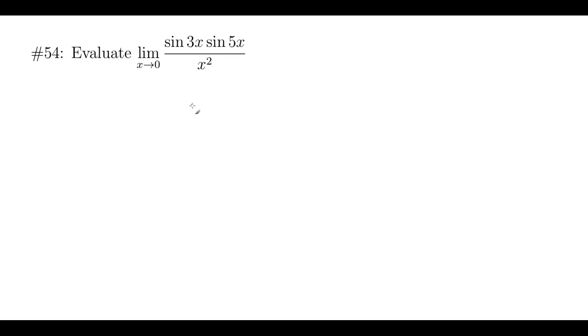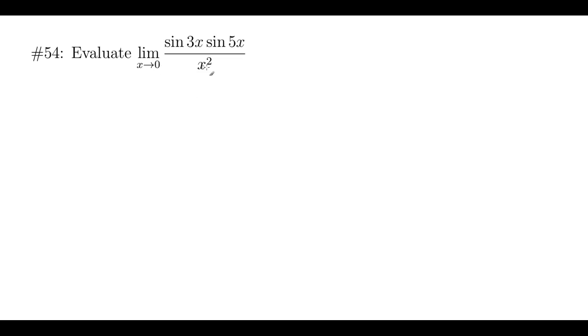In exercise number 54, we are asked to evaluate a particular trigonometric limit. We have the limit as x approaches 0 of the sine of 3x times the sine of 5x divided by x squared. Now, as usual with limits, if it is feasible to do so, you should try out direct substitution and see what that would give you.